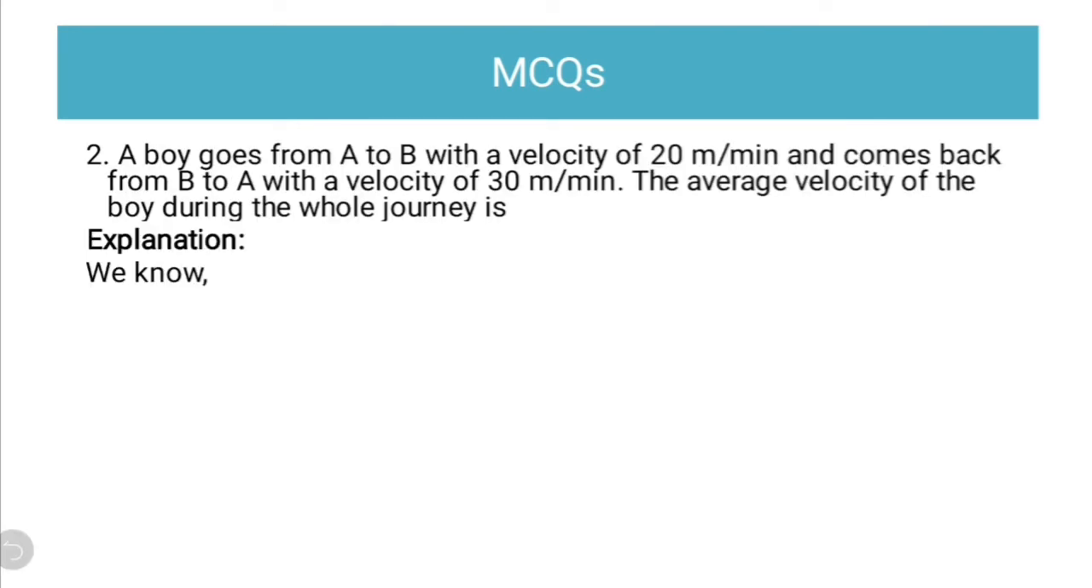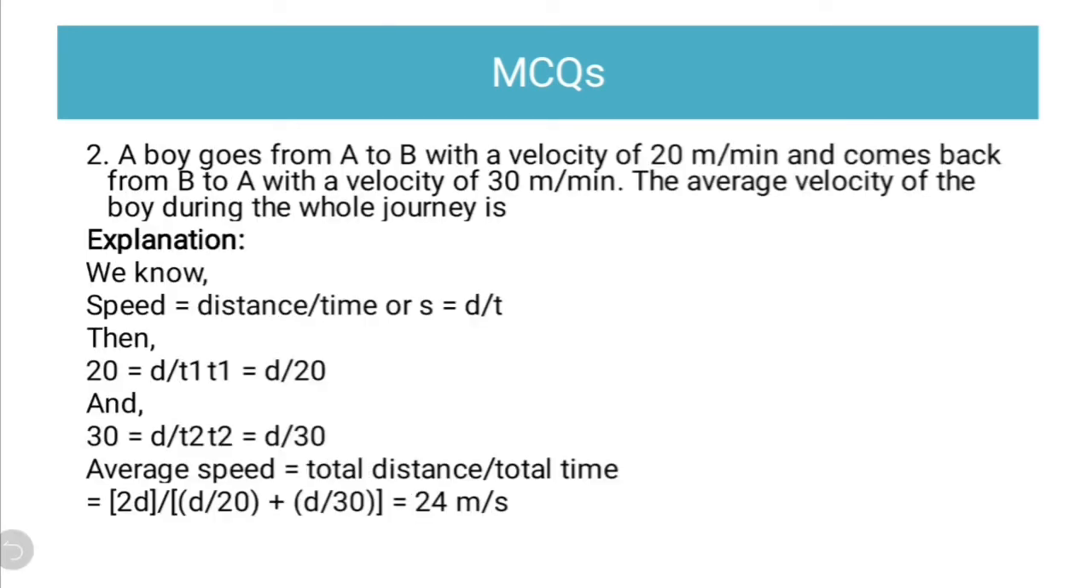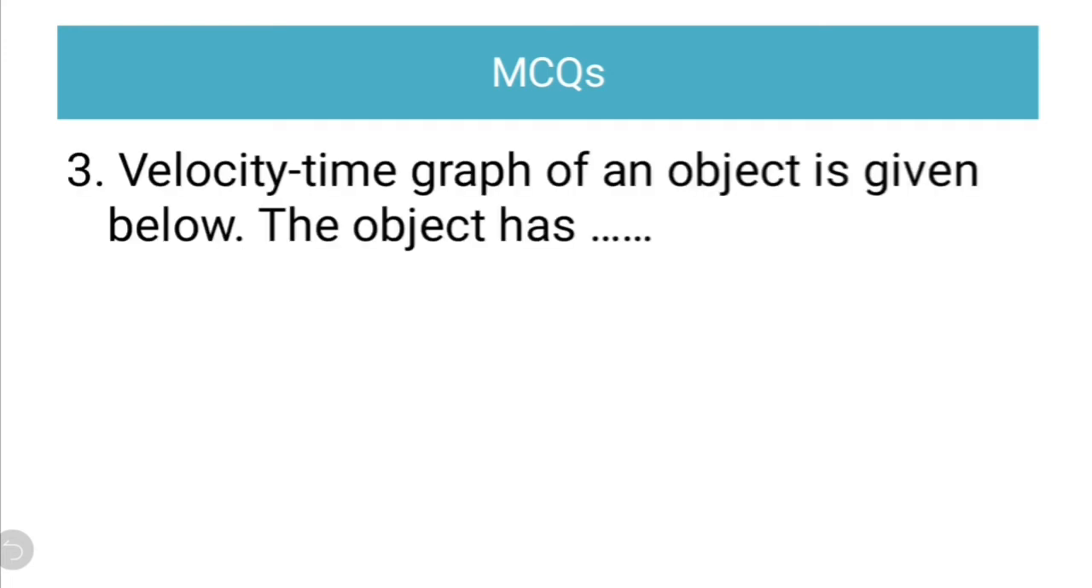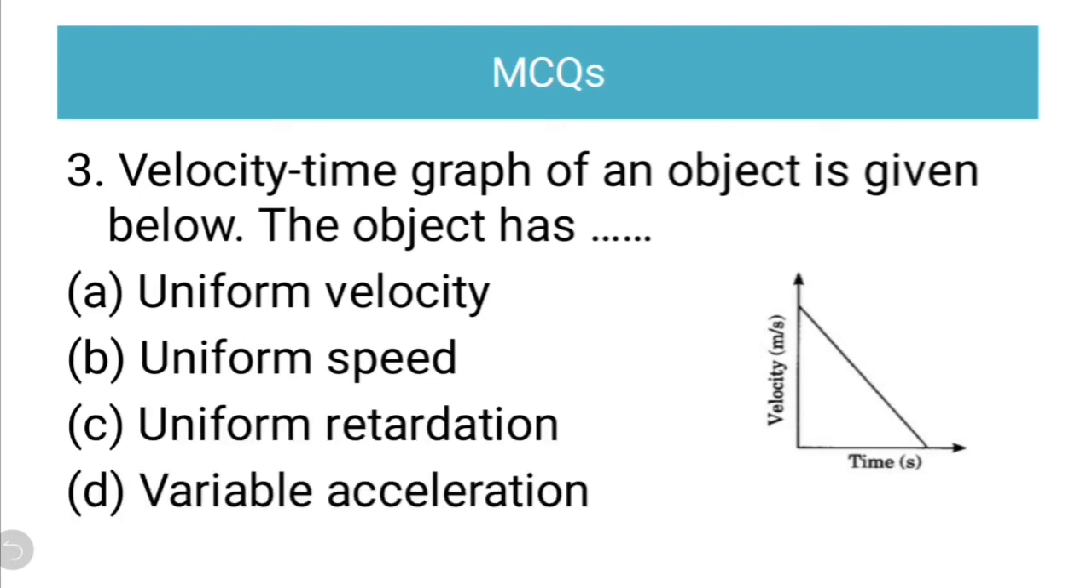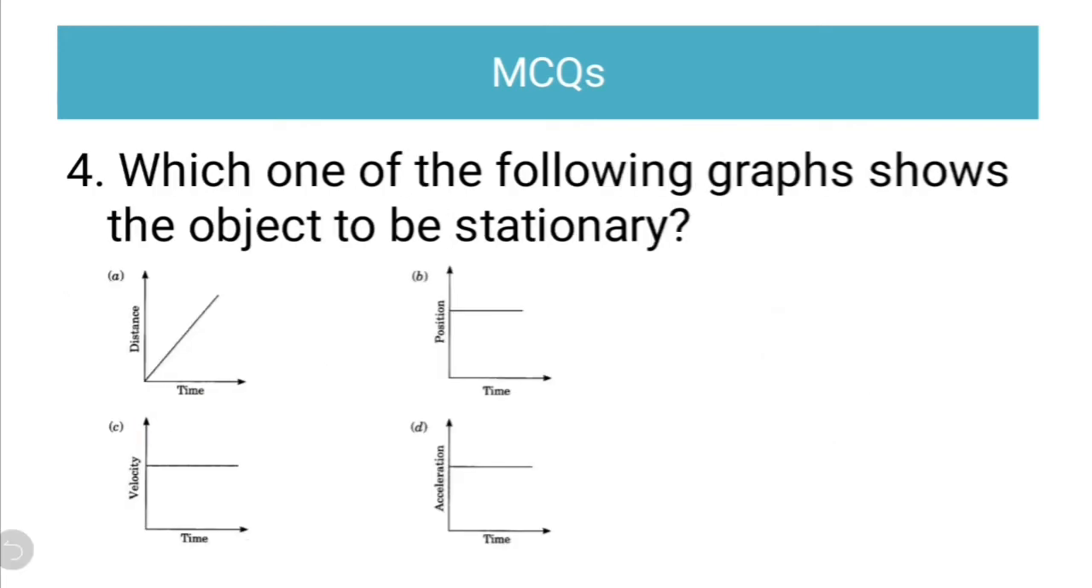Well, I hope you understood the explanation that I gave. Let us move on to the next question. Velocity time graph of the object is given below. So this is the velocity time graph. Object has uniform velocity, uniform speed, uniform retardation, and variable acceleration. Remember that this is a straight line, so the acceleration is uniform, but the velocity is decreasing, so it should be uniform retardation. So what is the correct answer? C, uniform retardation.